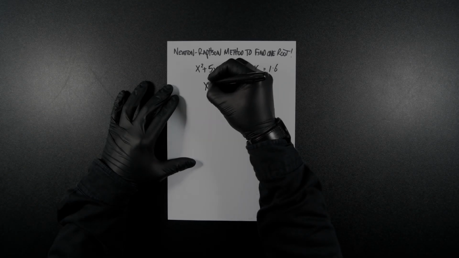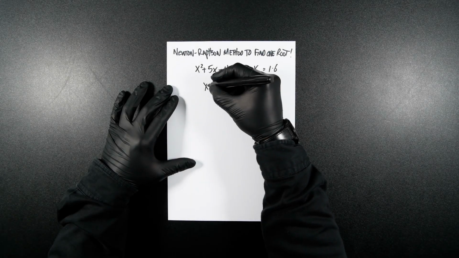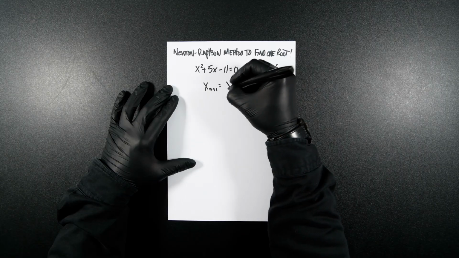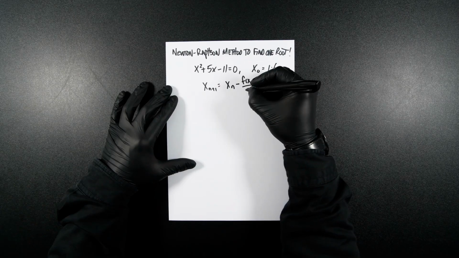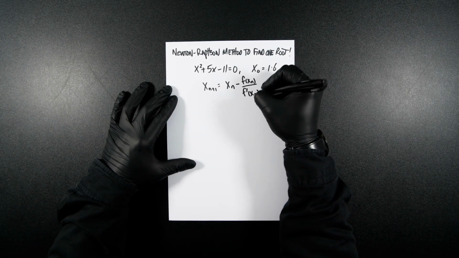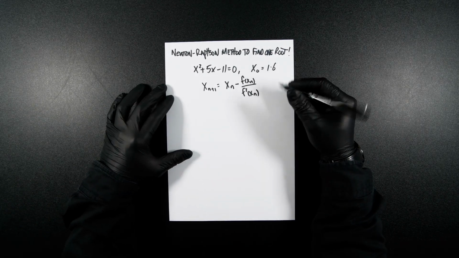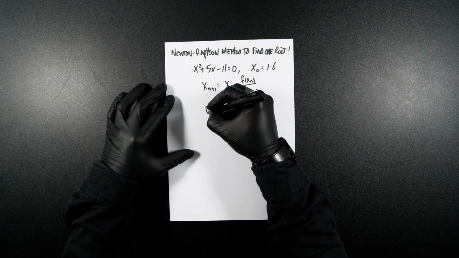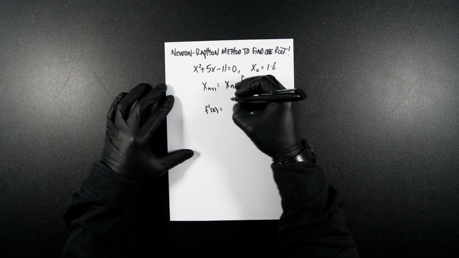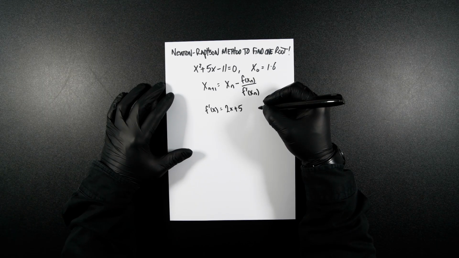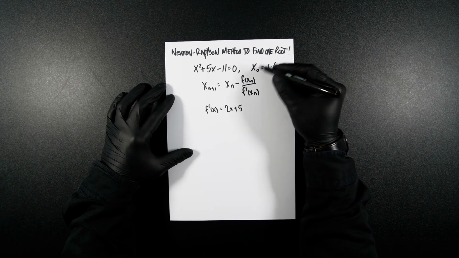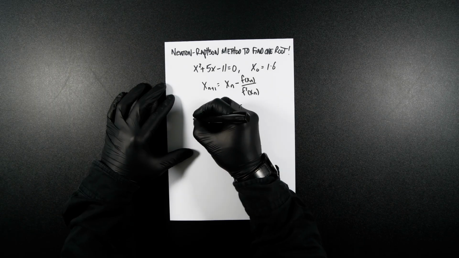So the Newton-Raphson method is going to be x_{n+1} equals x_n minus f(x_n) over the differentiated function. So let's first differentiate this. So we're going to get f'(x), which is going to be 2x plus 5. And now we've got our first point, that's 1.6. And so let's plug that in.